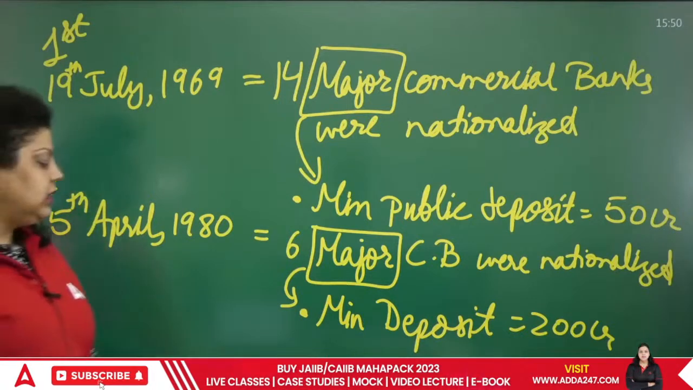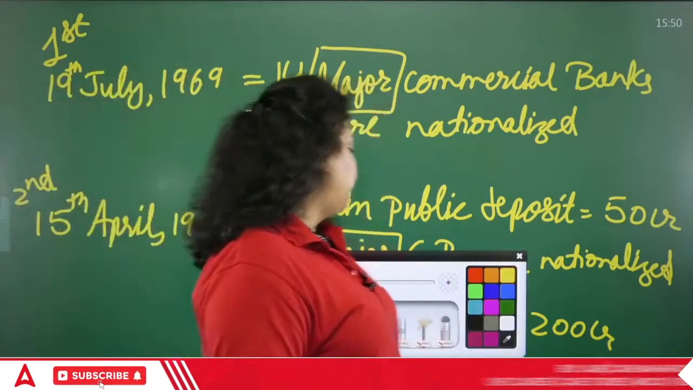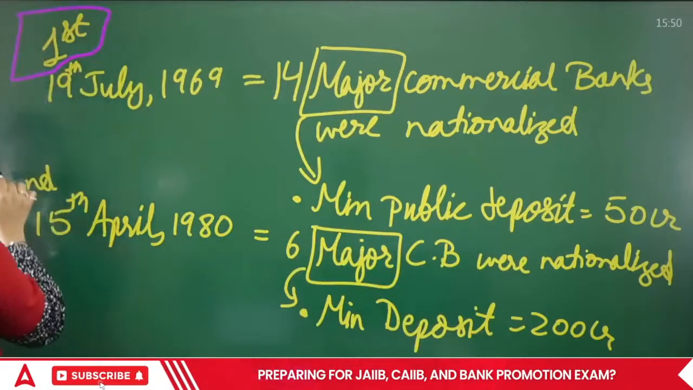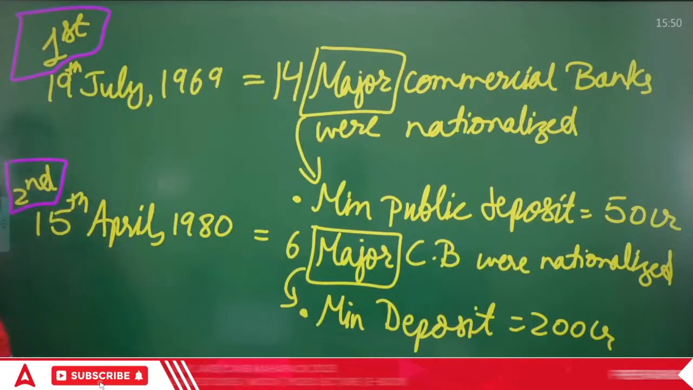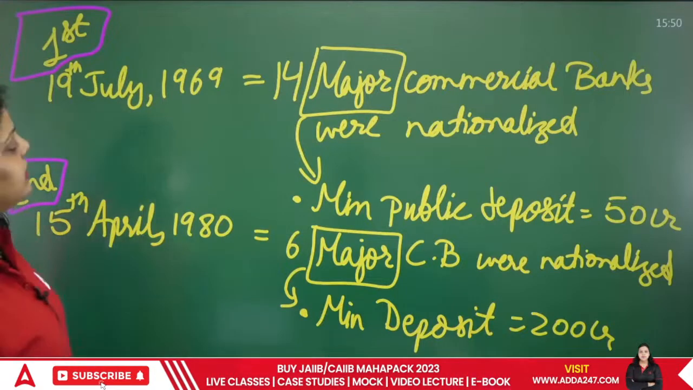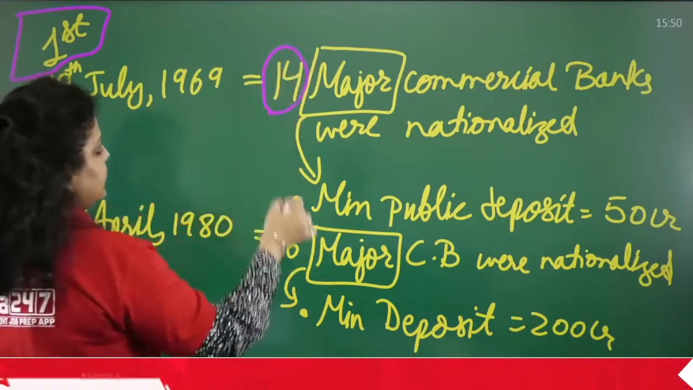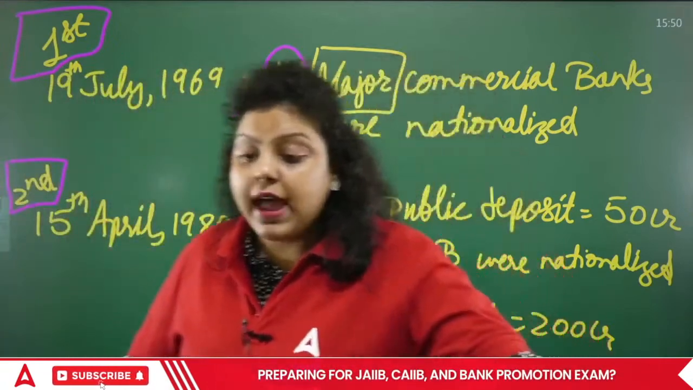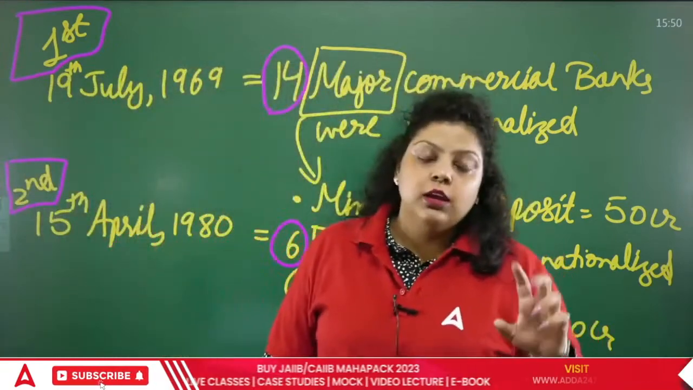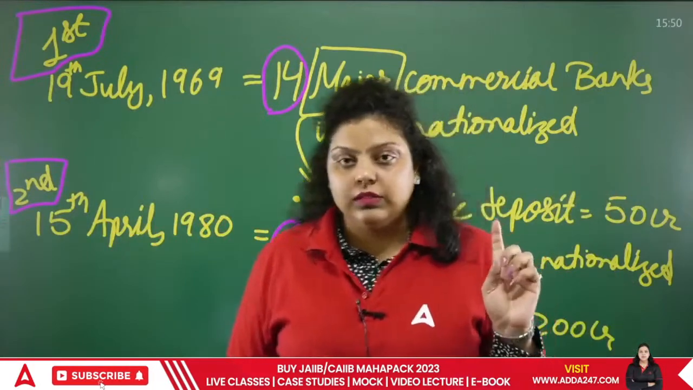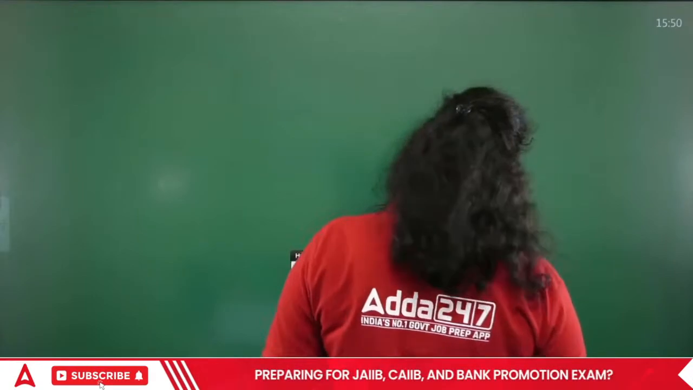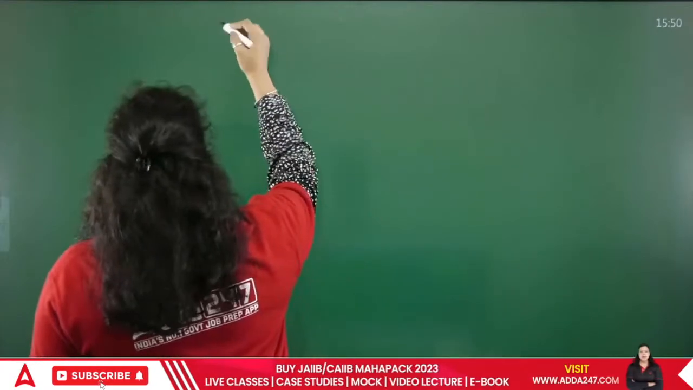So these are the 2 years in which nationalization of banks was done in India, 1969 and 1980. Now you can see we have a total of 20 nationalized banks. But right now we have only 11 nationalized banks. So where are the other nationalized banks? They have been merged. Now we are going to talk about the merger of nationalized banks.